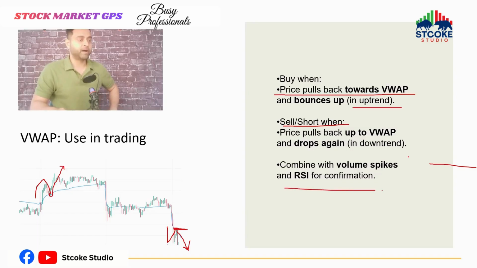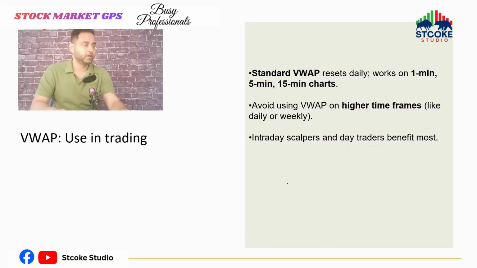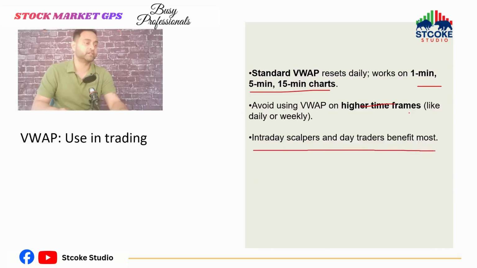But if you're combining VWAP with volume spikes and RSI for confirmation, then it becomes a very, very strong indicator of your trends. Cool. What are the time frames on which you can use VWAP? 1 minute time frame, 5 minute time frame, 15-minute charts as well. Of course, as you understand, this is mainly used for intraday trading. So daily, weekly time frame, you cannot use all of those things. So intraday scalpers and day traders benefit most from VWAP.